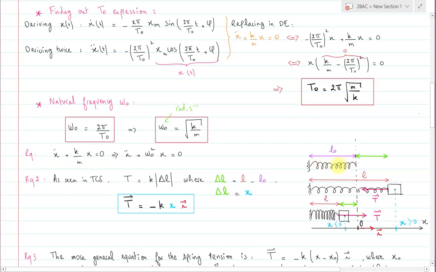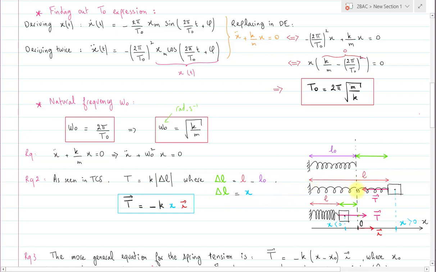So let's imagine that we have a spring. Its natural length, or its length at rest, is L0. Suppose we attach an object and we elongate the spring. So the length now is L, bigger than L0. So delta L is the difference between L and L0. So the bigger the difference, the bigger the force.